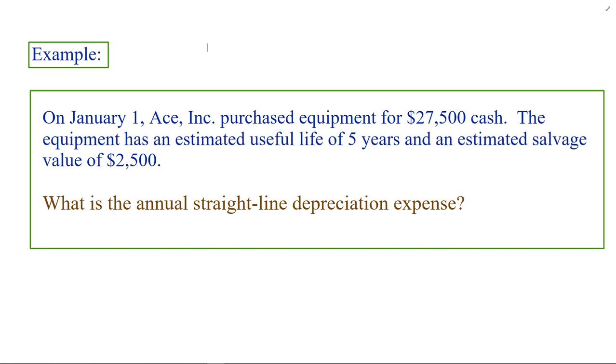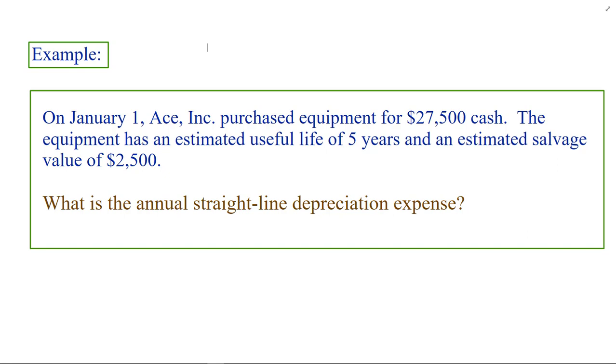You can calculate it. So students, on January 1st, ASIN Corporation purchased equipment for 27,500 cash. What is 27,500 cash? This is the asset cost, the total amount of money paid for acquiring the equipment. The equipment has an estimated useful life of 5 years. The expectation of ASIN Corporation is that the equipment will be used in the business for 5 years. Now this is based on estimation.